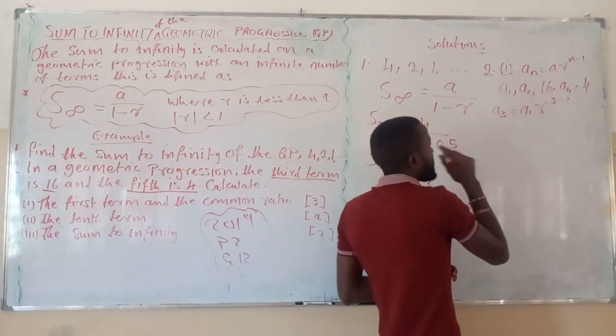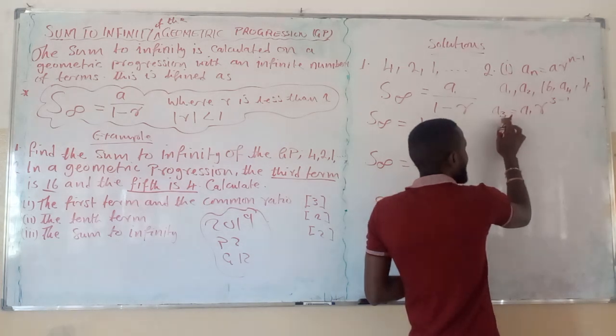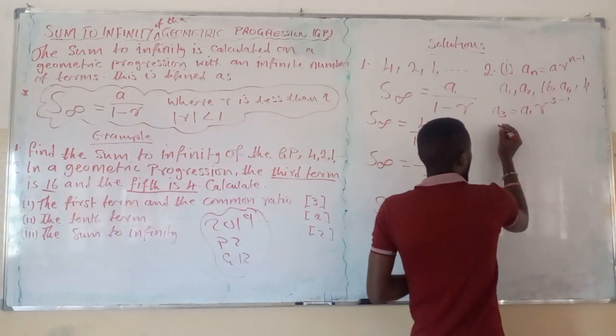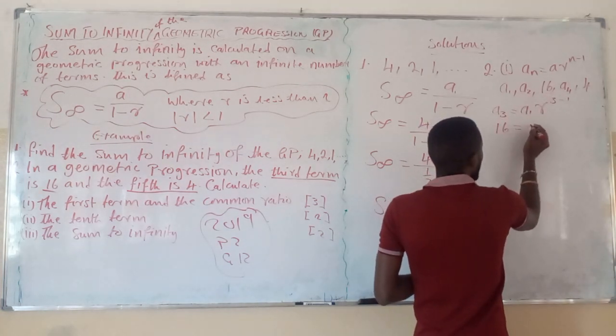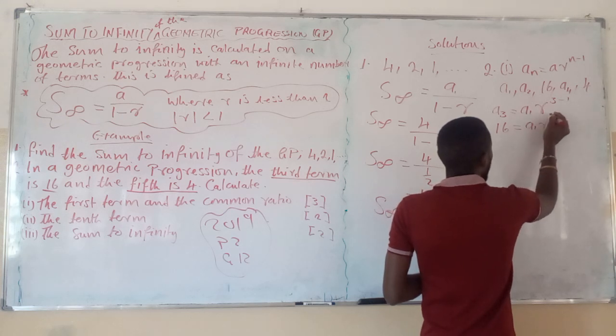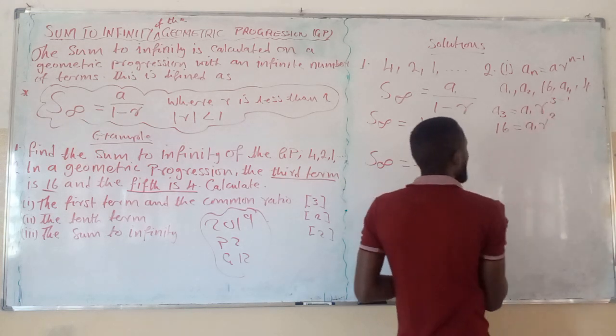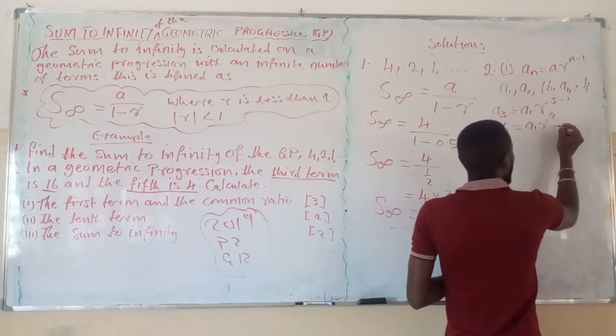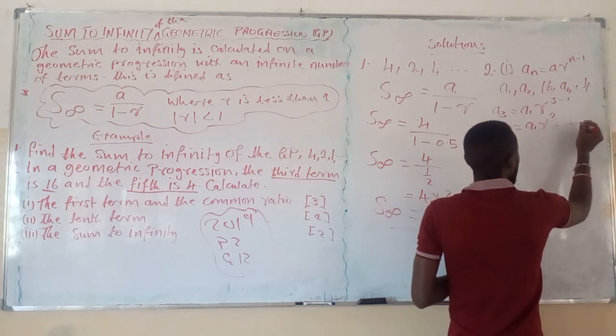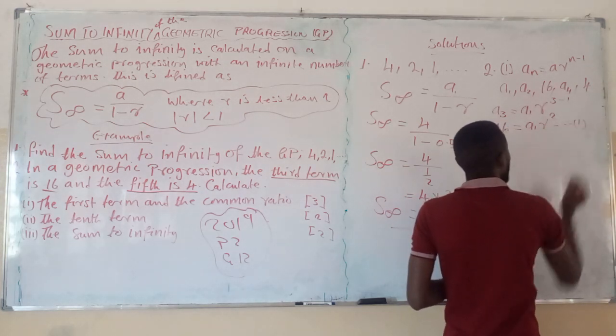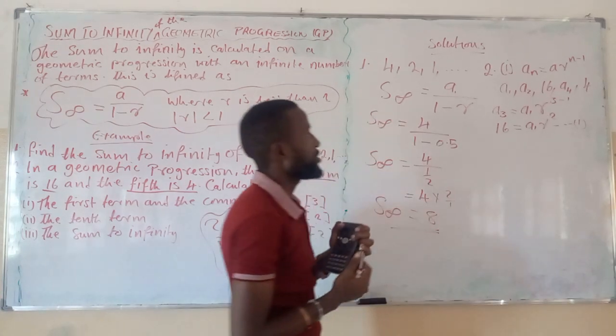Okay, so I simplify. What is my third term? Third term is 16. So it will be 16 is equal to A1 R to power 2 when I subtract that. So this now will become my first equation. So I'll write this as my first what? Equation. You find the first equation.